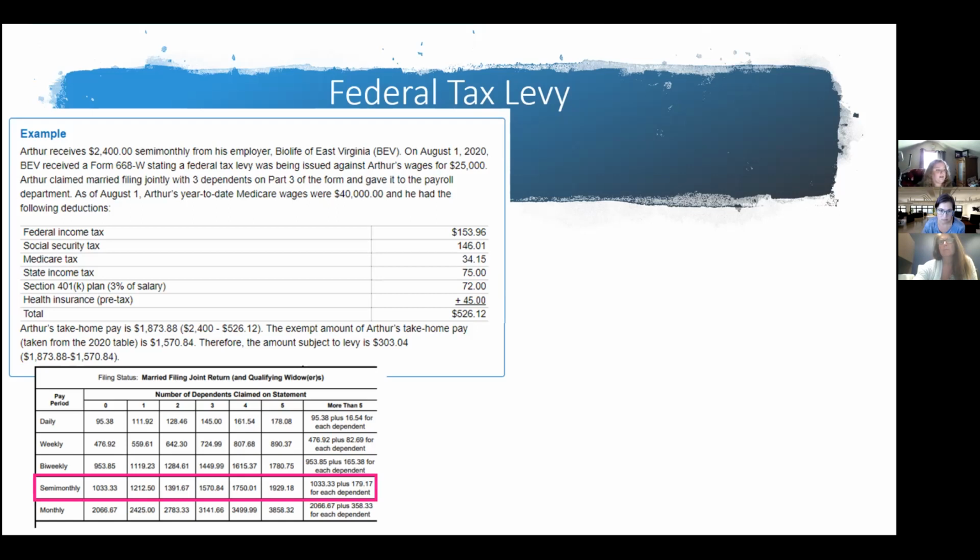So that's the amount that he needs to be able to take home. So therefore, $303.04 is going to be able to be sent for the federal tax levy. To get to that number, we're taking his gross pay, subtracting all of his taxes and everything that was in place at the time the federal levy was received. Then he gets to take home that amount, and anything left over is going to go to the federal tax levy. So in this case, it's $303.04.